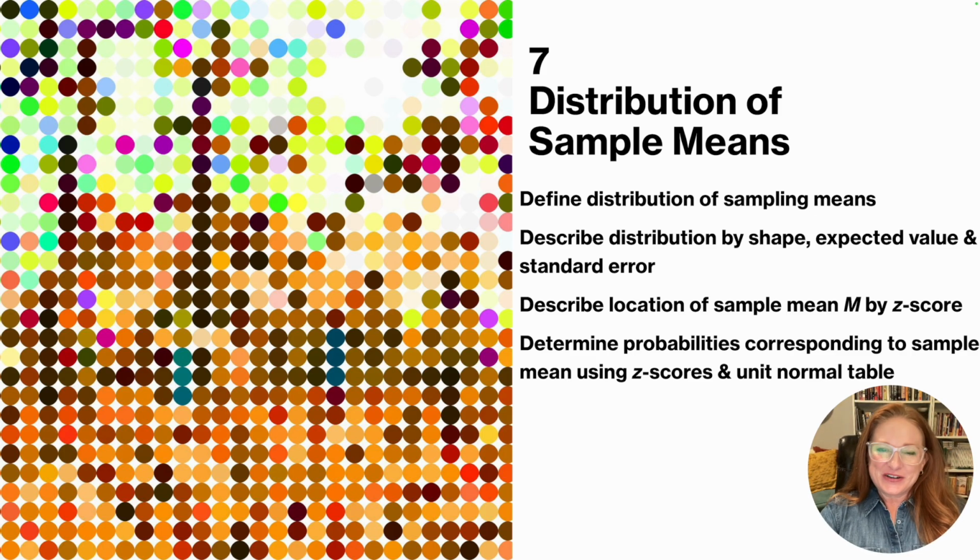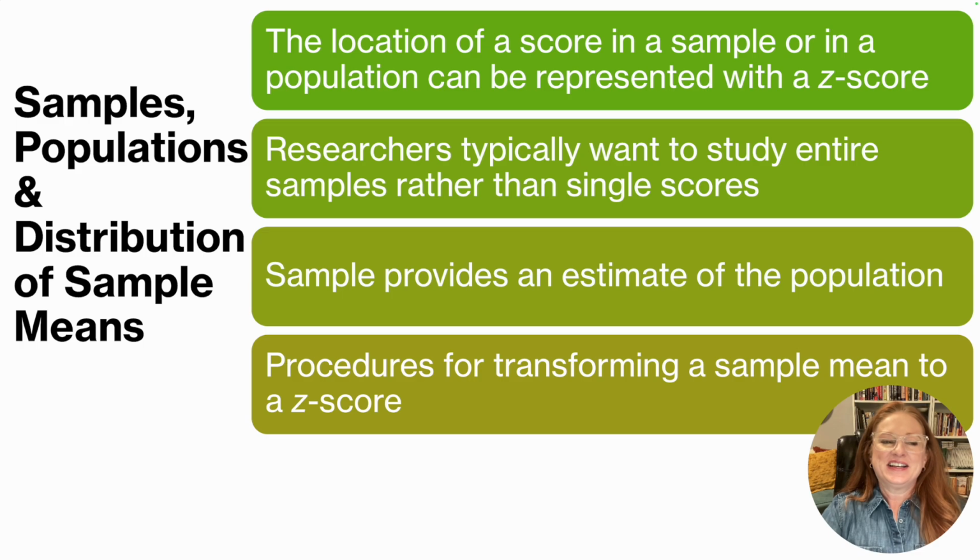Okay. So in today's lecture, we're going to be talking about the definition of a distribution of sample means. We're going to describe what it looks like by a shape, how we can talk about it with expected value and standard error. Yes, because we are talking about a sample, there is a sampling error. That's okay. How to describe the location by the sample mean, by a z-score, that type of stuff. Also, determining probabilities, like what's the probability of grabbing a sample mean using a z-score, and then our trusty unit normal table.